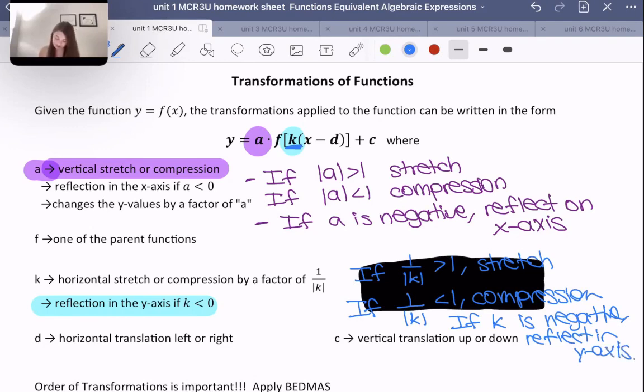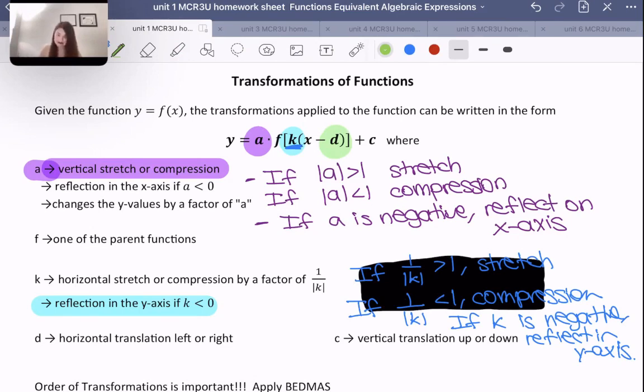Okay. The next one is horizontal translation left or right, and also vertical translation up or down. So let's find some new colors. Let's do this nice green for D. So basically, for D, if D is positive, we go right, and if D is negative, we go left.